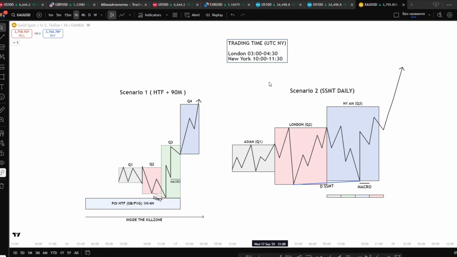I will say right away that it's not always the third quarter that has the most volatility. There are moments when it can be in consolidation, and this is normal market behavior. Let me show you how I typically trade this.